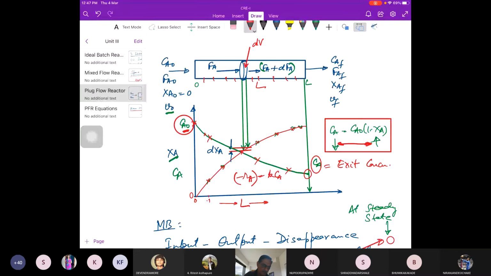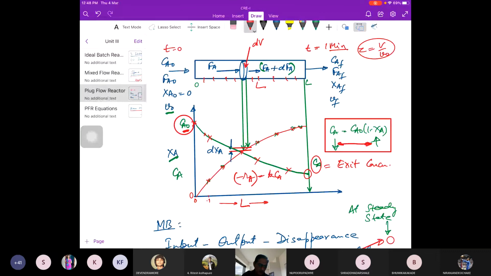Because suppose I enter at time t equal to 0, and suppose it takes me 1 minute to come out, right? And tau is equal to V upon V naught, है हमारे पता है हमारे को. Is defined when we define space time, or residence time. So I know the volume of the reactor. I know the volume flow rate. I can find out time tau, right?